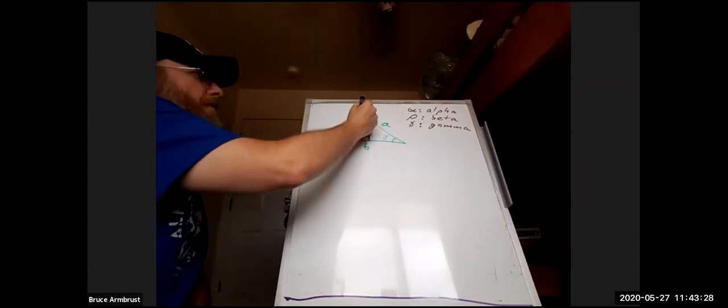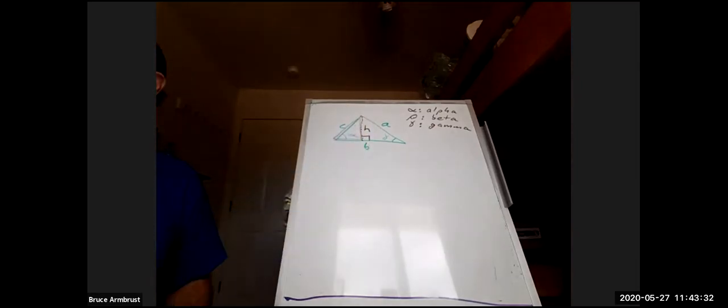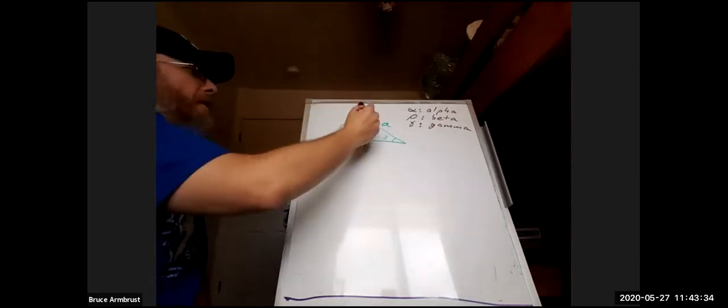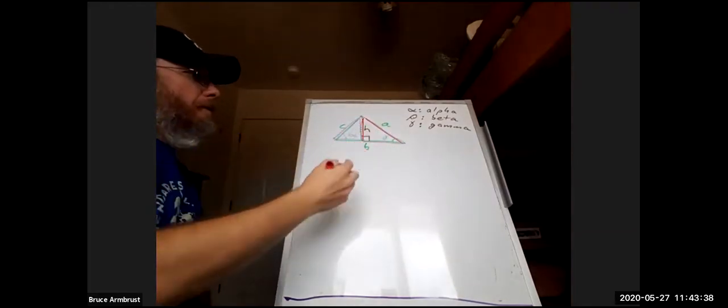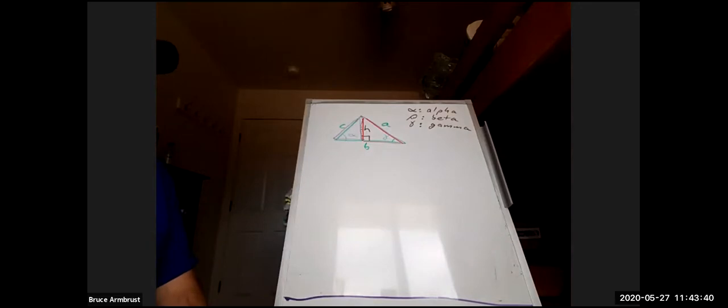Now what I just did was I broke this into two triangles. There's the triangle over here on the left, highlighted purple. And then there's the triangle over on the right, and I'll highlight that in red. I basically just broke it into those two triangles. So what I'm going to do now is look at the sine of alpha.